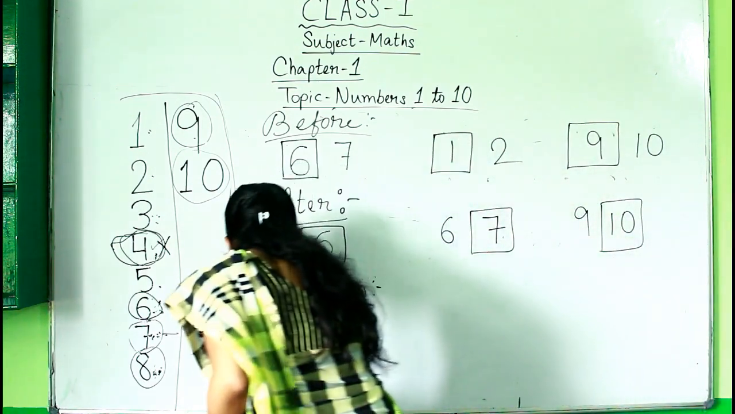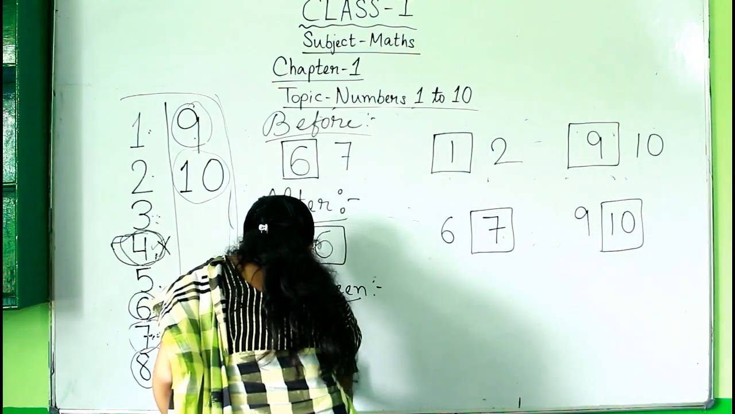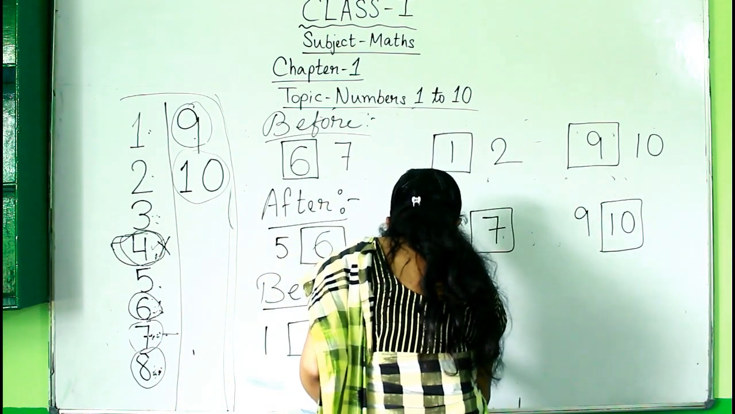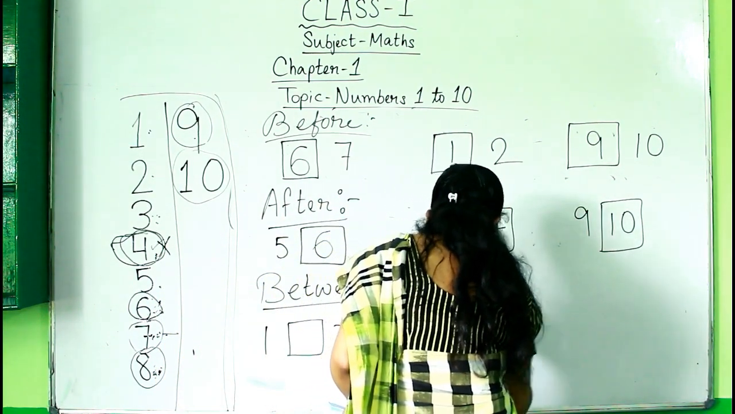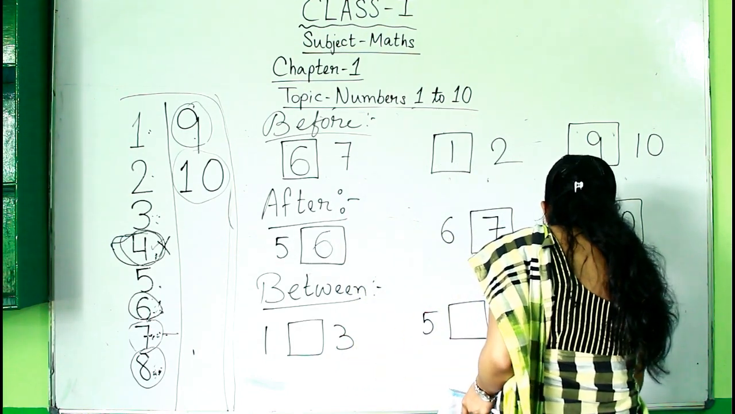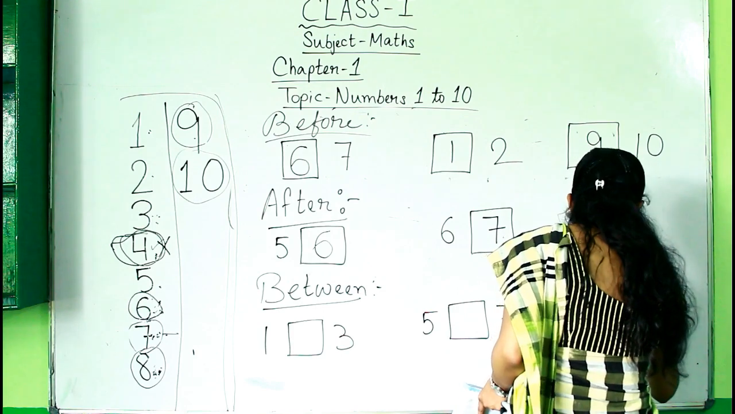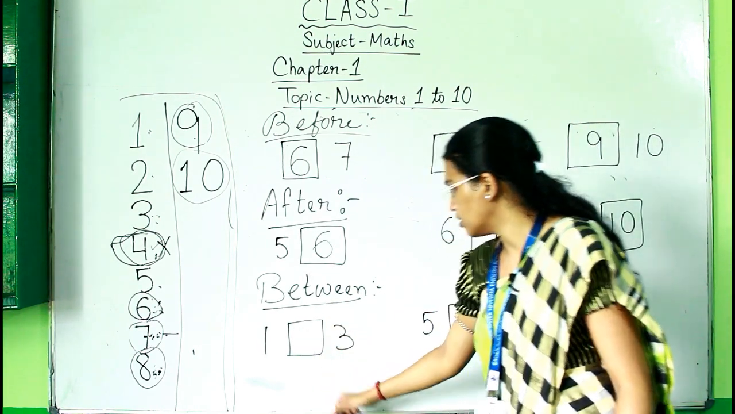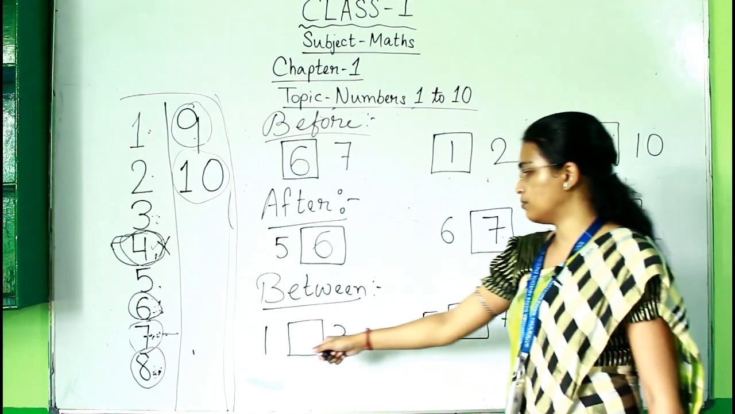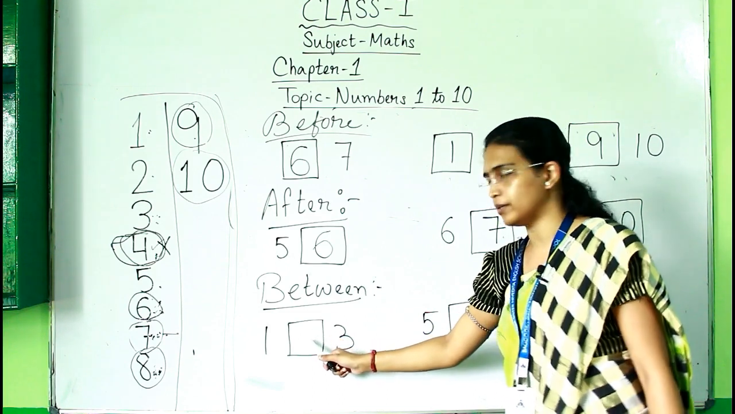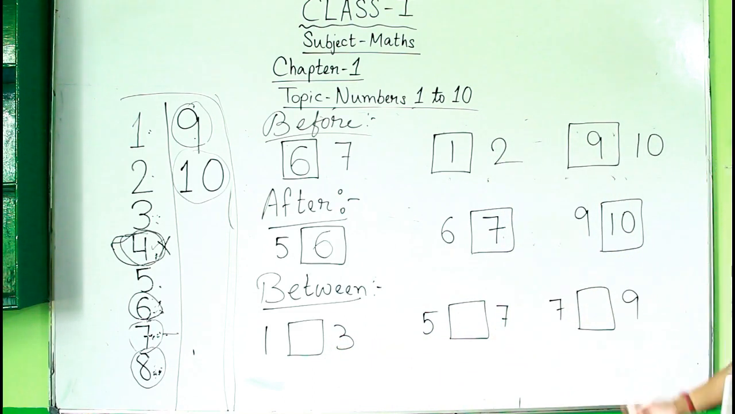Now 1 box 3, then 5 box 7, and 7 box 9. The number that comes in between 1 and 3. You have to write the between numbers. Okay, between means beech mein.